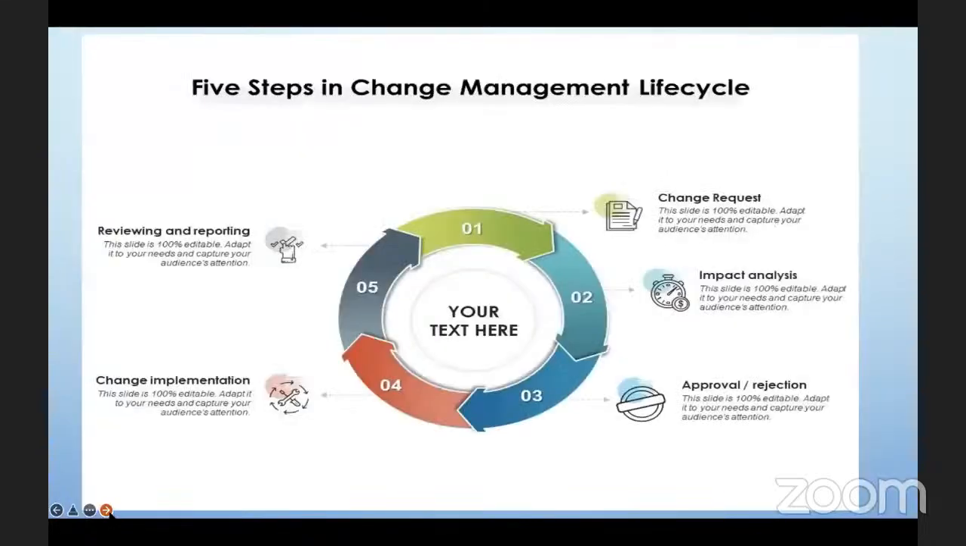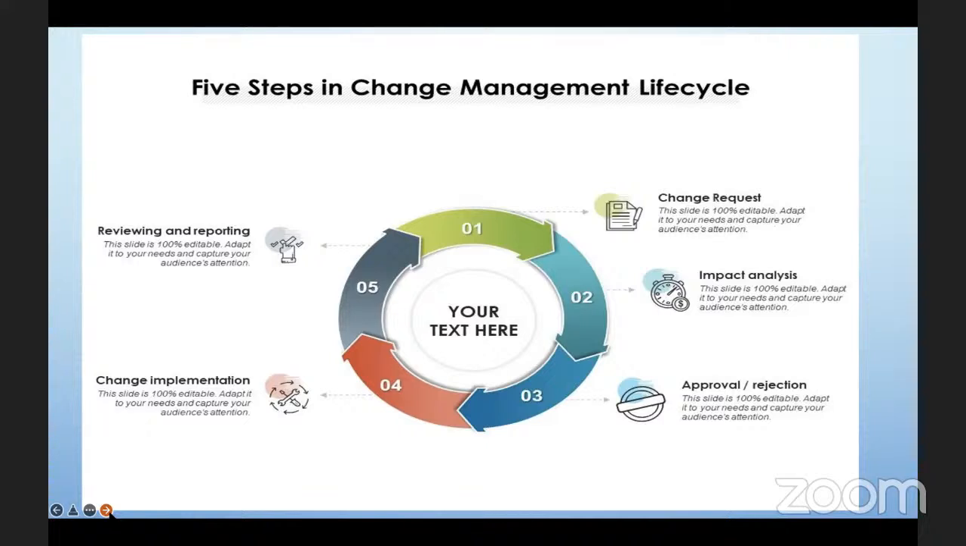So here are some basic steps that you are likely to see in the change management process. Number one is the change request. Typically you will see the change request come in. Number two is impact analysis, right? Somebody says that we should have this change, or a request has come in. How does this impact our maybe already existing platform? Number three is approval or rejection. After the impact analysis is done, we could either reject it or it can be approved as well, right?